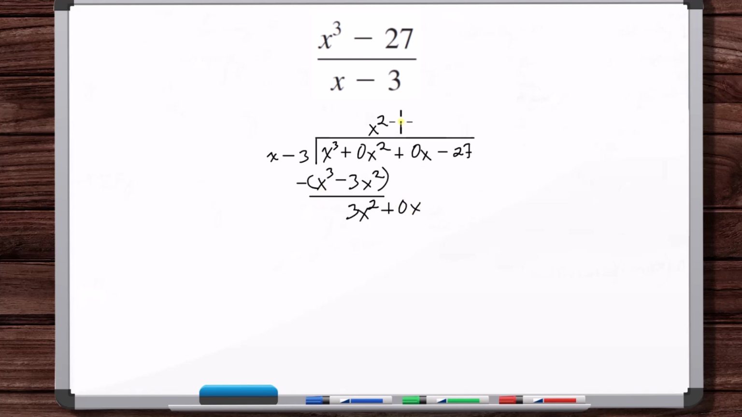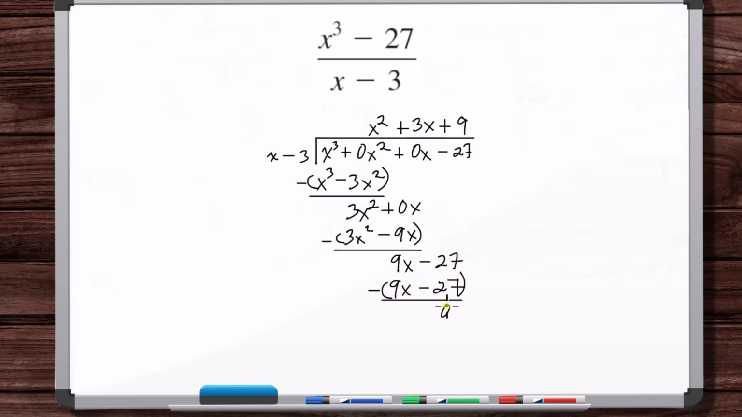3x squared divided by x is 3x. 3x times the divisor is 3x squared minus 9x. 0x plus 9x. 9x divided by x is positive 9. Positive 9 times x minus 3. So 9x minus 27. And yeah, there we go. The remainder is 0. So this is x squared plus 3x plus 9.